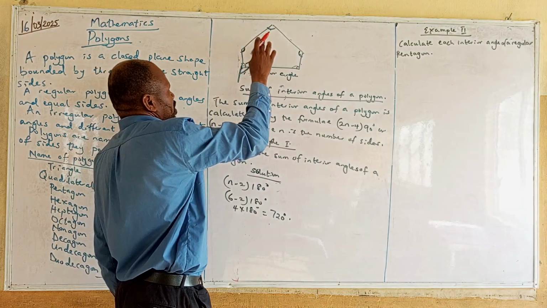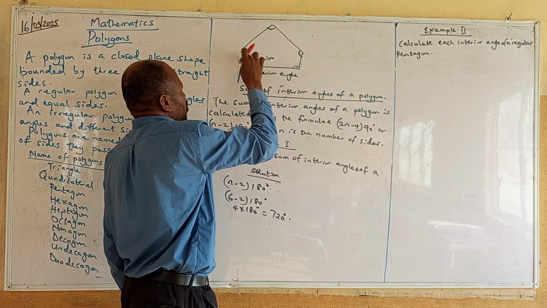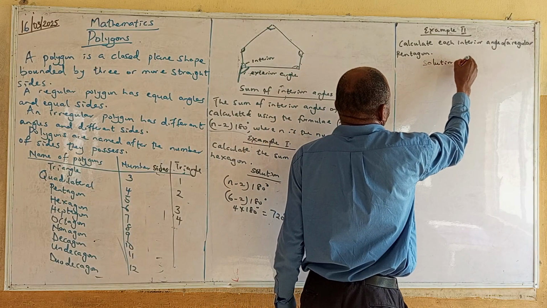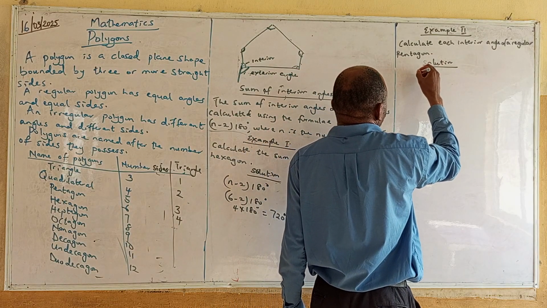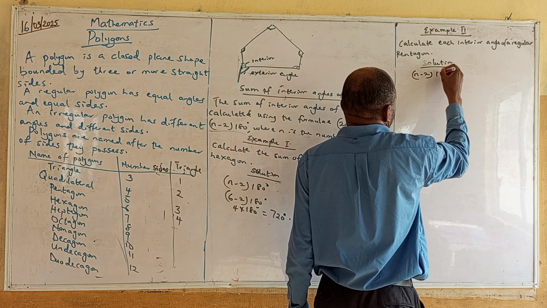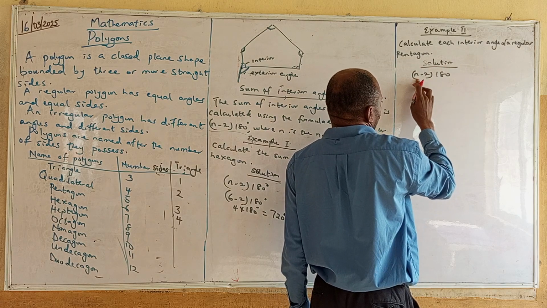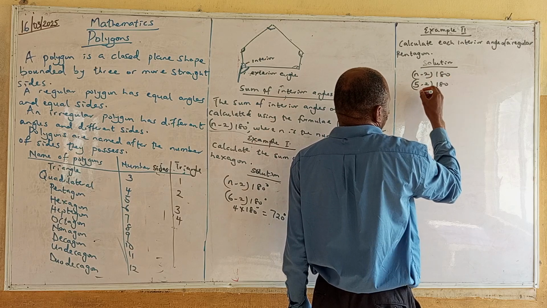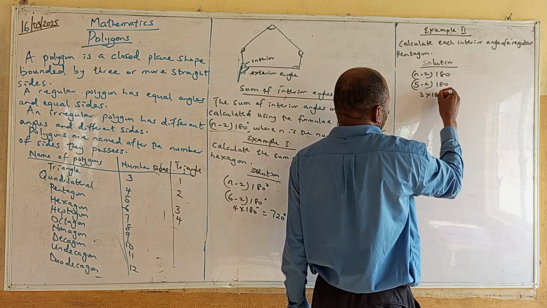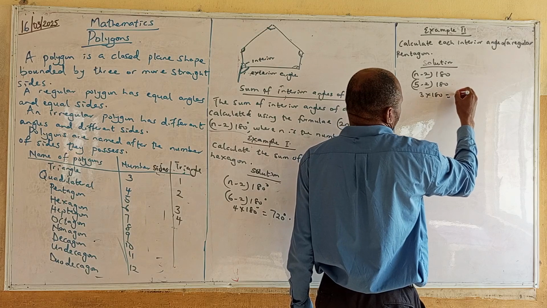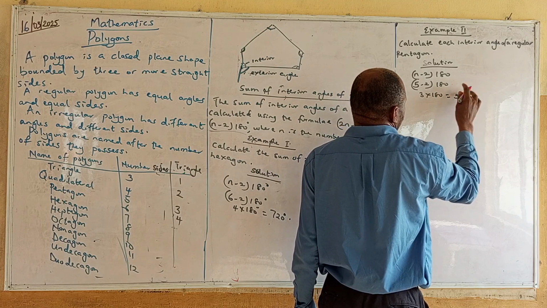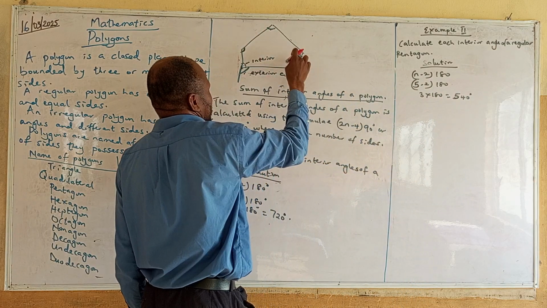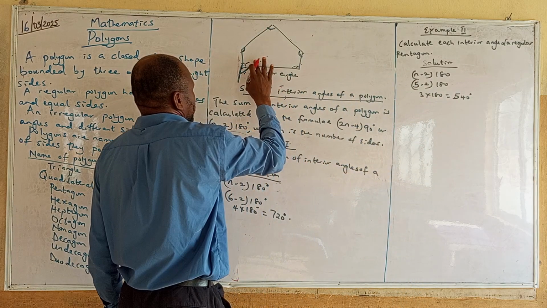So for example, this is a pentagon: 1, 2, 3, 4, 5. So let's solve it. We have n minus 2 bracket 180. So pentagon is 5. I have 5 minus 2 bracket 180. So that's 3 times 180, and that gives me 540 degrees. This 540 represents the sum of all the angles of the pentagon.